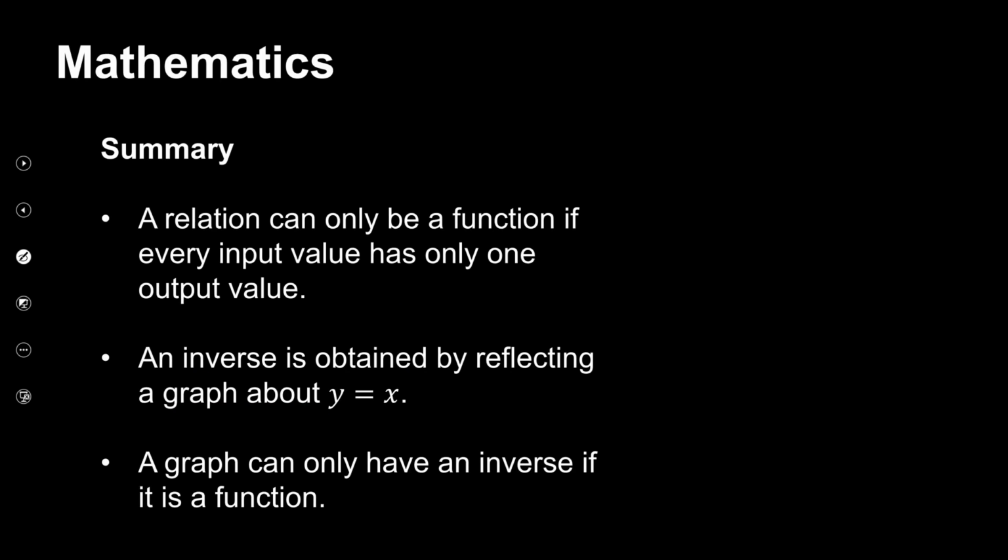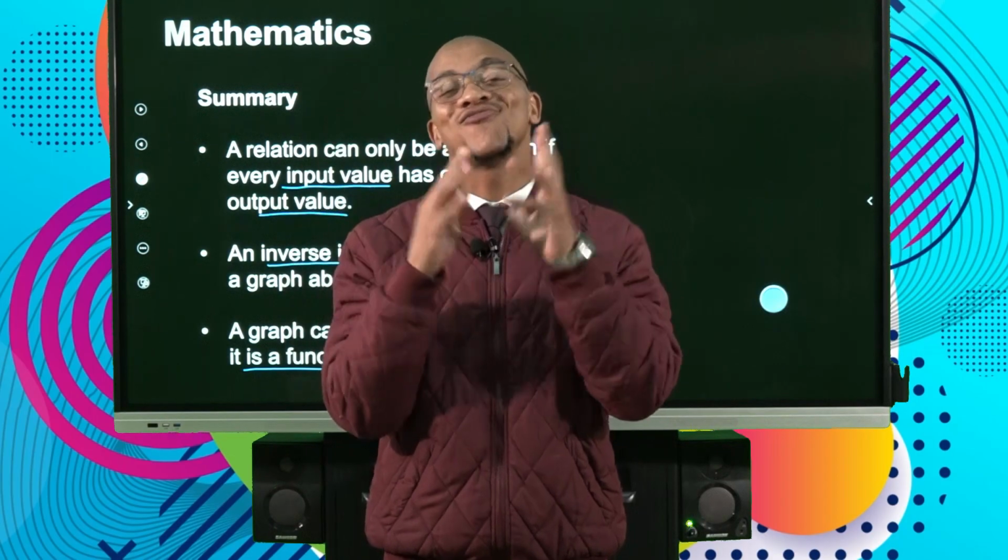Now, just to summarize what we've looked at, guys, a relation can be considered a function if one input value has exactly one output value. And an inverse is normally obtained by reflecting about y equals x. And remember, a graph can only have an inverse if it is a function. Guys, this is really a lot of information that I hope you manage to take down, and you will be able to use it at a later stage.